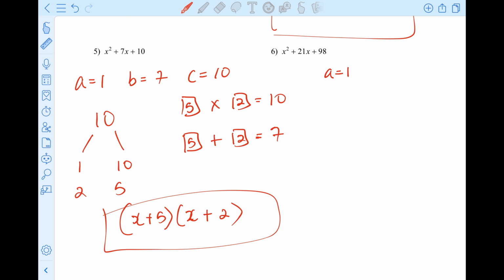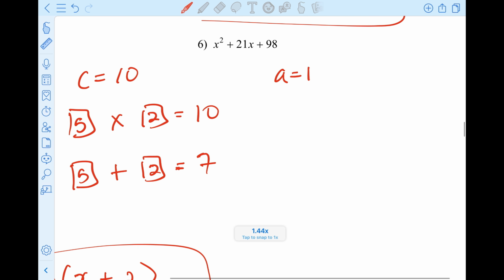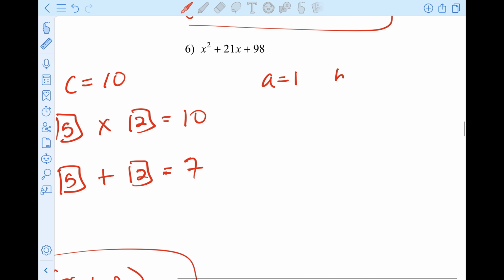A is equal to 1, B is equal to 21, C is equal to 98. So we're trying to find two numbers that multiply to give us 98 and add to give us 21. So let's look at the factors of 98.